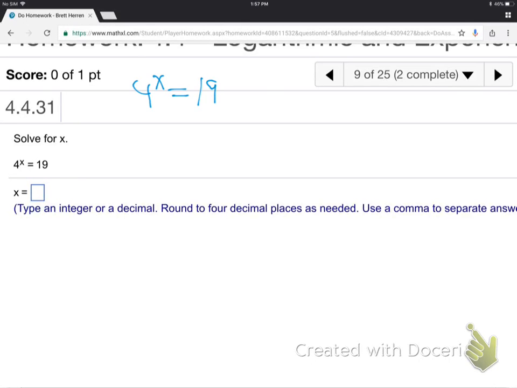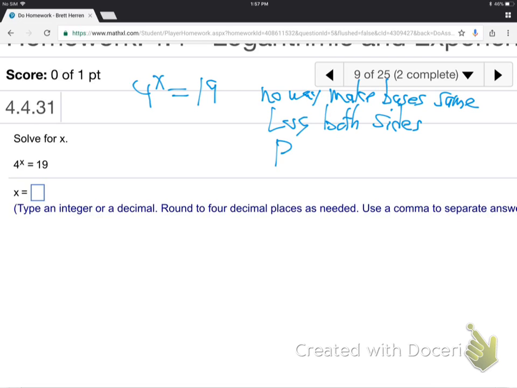4 to the x is 19. No way to make the bases the same. 19 is not 4 to some power, huh? It's not going to happen. So log both sides and powers down to the front. Remember that third quality of logs, they bring powers down? That's what we want. That's why we do this.